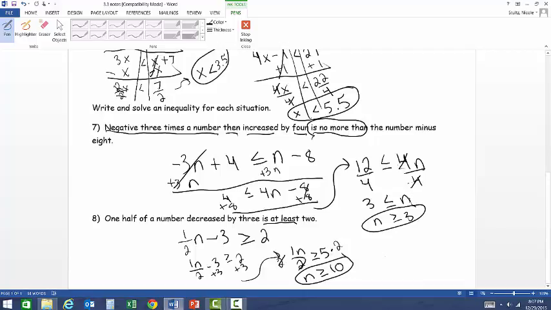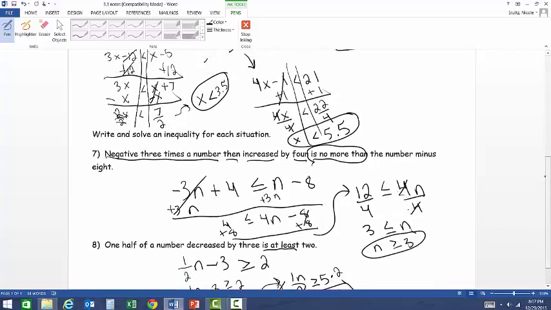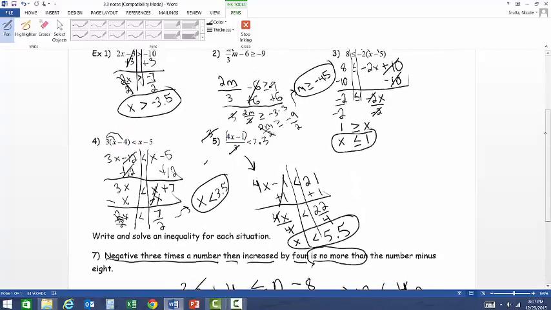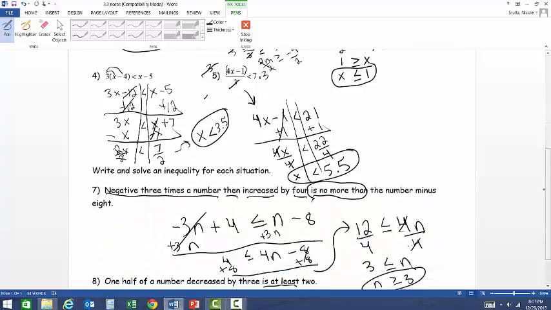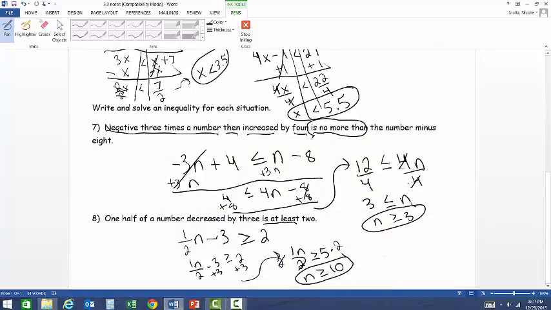The way I did it, I had to do the swap flip trick at the very end. So I made sure to switch my sign around and put my letter on the other side. And for number 8, I paired up my 1 and my n together, so it looked a little easier. It actually looks just like number 2. You see that fraction and that constant.